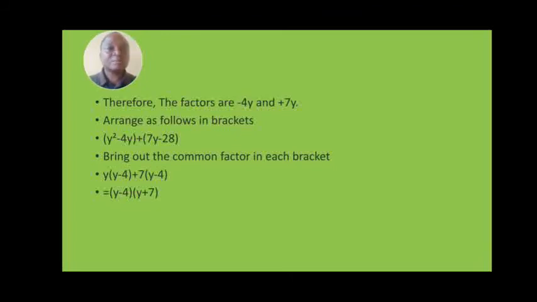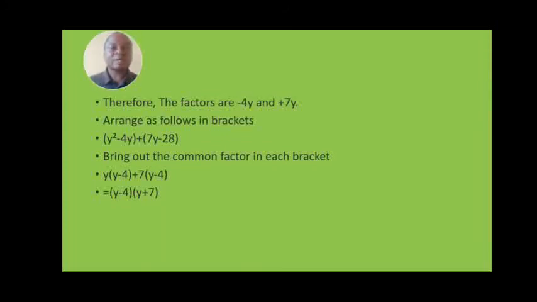You can see that minus 4y plus 7y gives you plus 3, the middle number. And minus 4 times plus 7 gives you minus 28. Alright, so you arrange the factors as follows in brackets. Okay, you have y squared minus 4y, which is the first factor, plus 7y, which is the second factor, minus 28, which is the last number there.